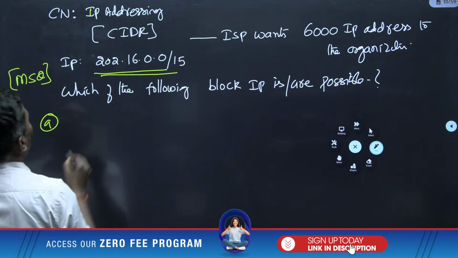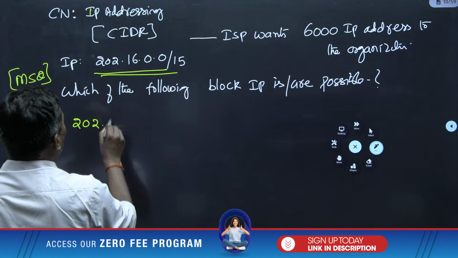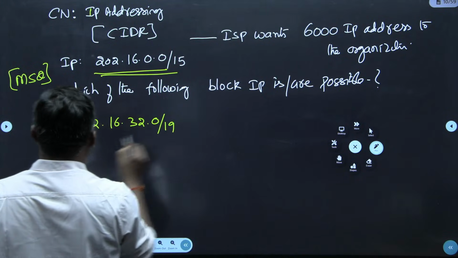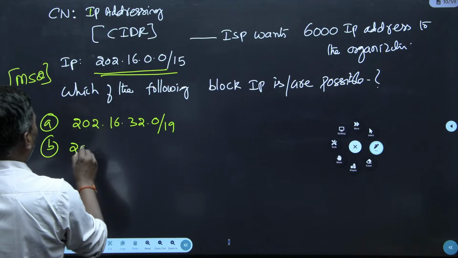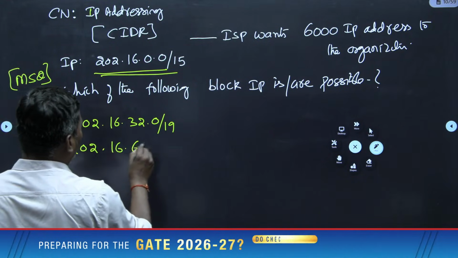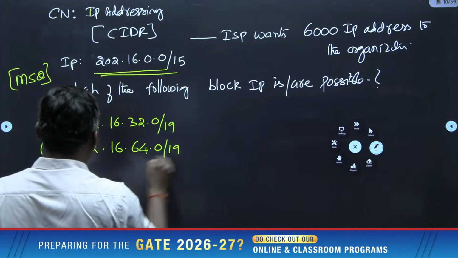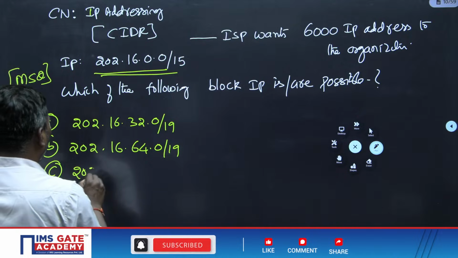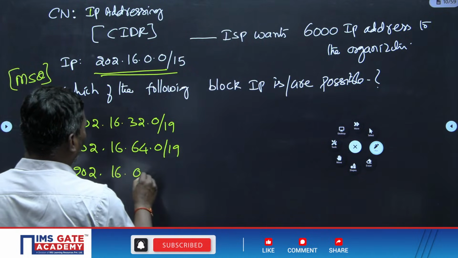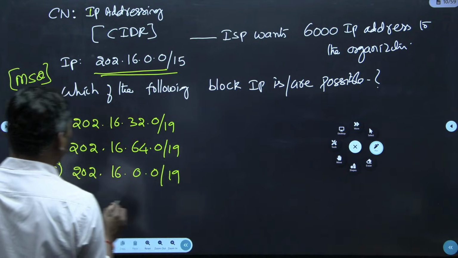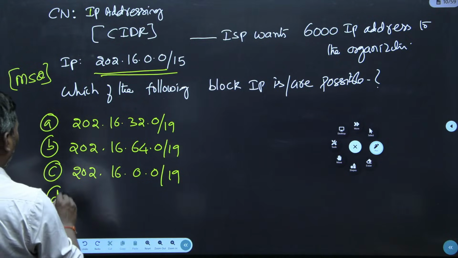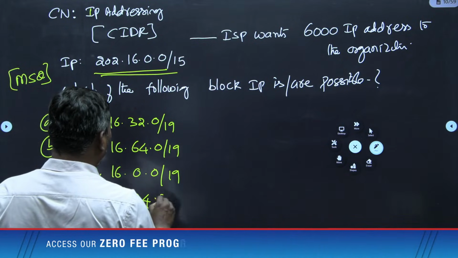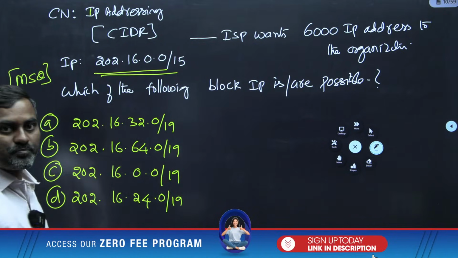Option A is given like this: 202.16.32.0 suffix 19. Option B is given as 202.16.64.0 suffix 19. You can check whether these options are right or not. Option C, 202.16.0.0 suffix 19 is given. Option D, 202.16.24.0 suffix 19 is given now.